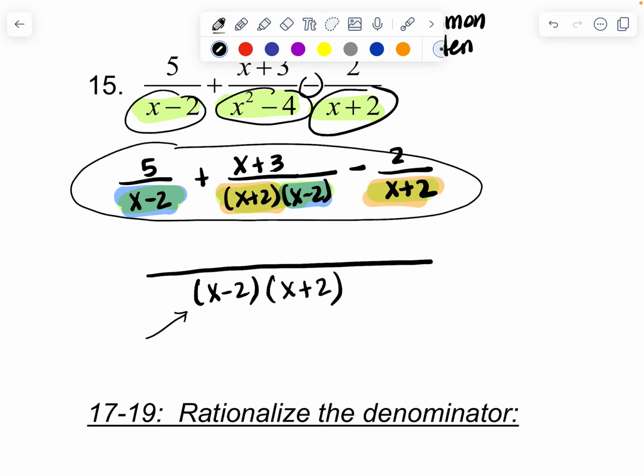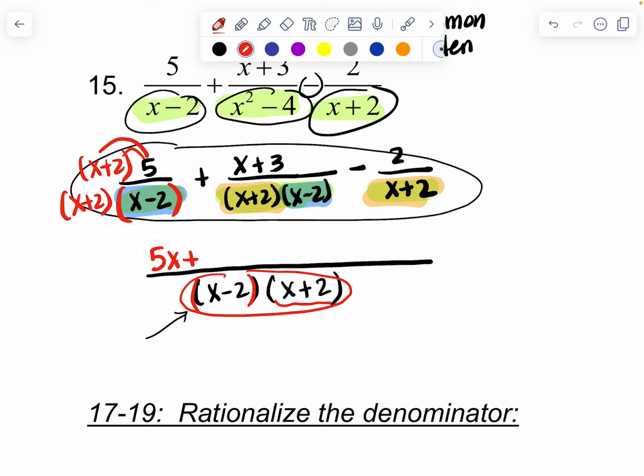okay? So let's look at the first thing here. I have an x minus 2, but I need it to look like this. So look, it already has the x minus 2. It needs this x plus 2. So let's multiply this by x plus 2. I'm going to go ahead and do it. If I distribute this, I'm going to get 5x plus 10.